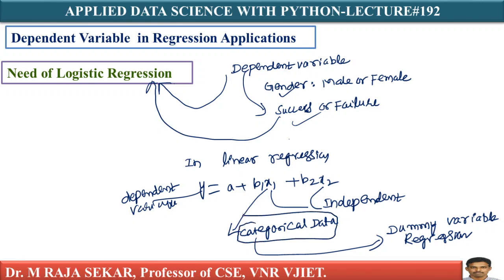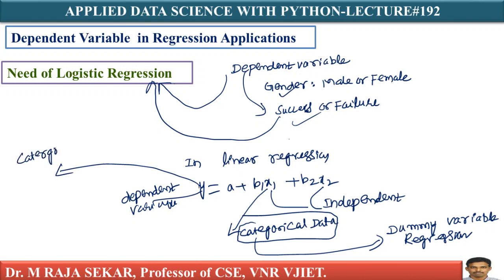If your independent variable is categorical data, I must opt for dummy variable regression. As I told you, I will discuss this dummy variable regression in future classes. Sometimes the dependent variable may have categorical data. The question here is, if your dependent variable, if your Y is categorical data, what happens?